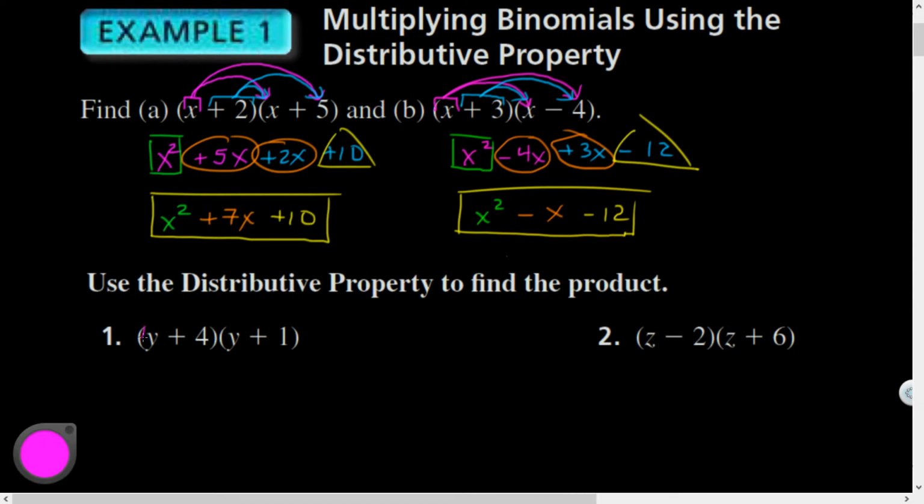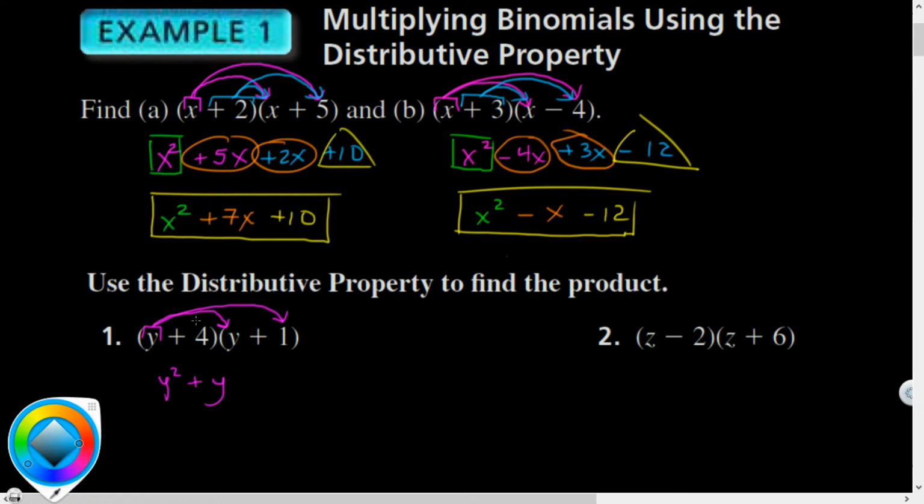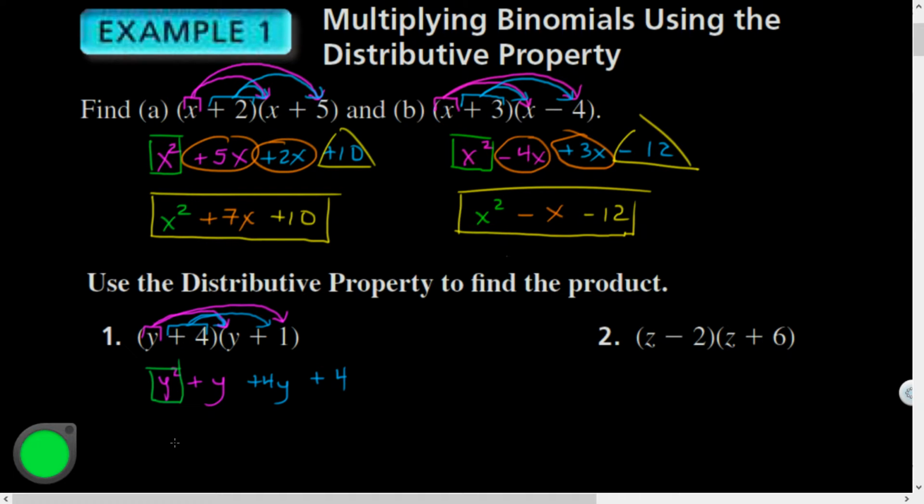Y being multiplied by both of those. What do you think y times y is? Yeah. And y times 1 would just be plus y, 1y. And then, oh, I've got a 4 that I need to give everybody as well. Here we go. 4 times y is plus 4y. And then 4 times 1. Oh, 4. Yeah. And then if you have any like terms to combine, then you combine them. So y squared.